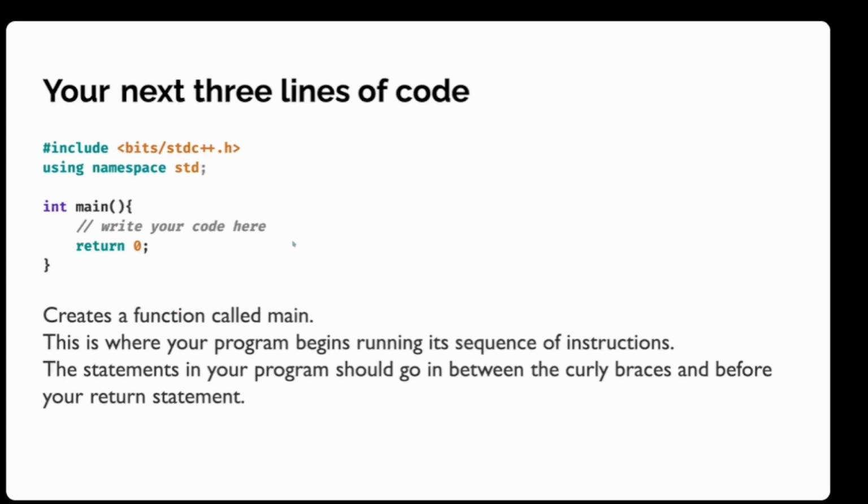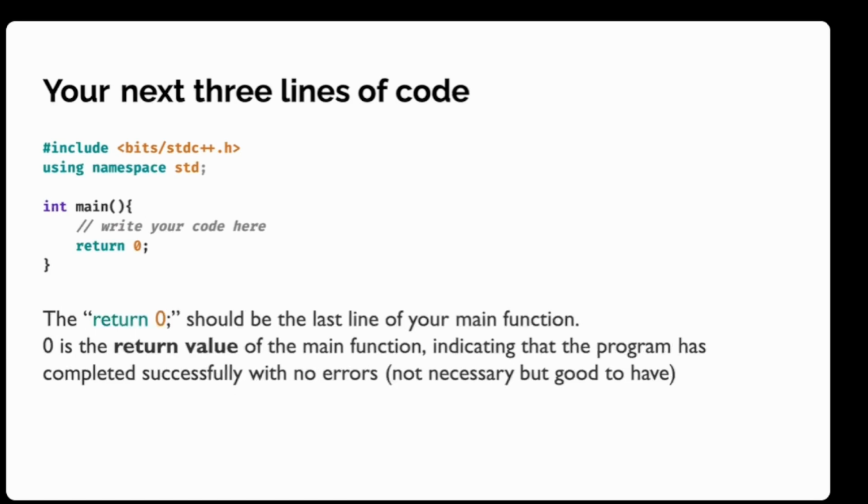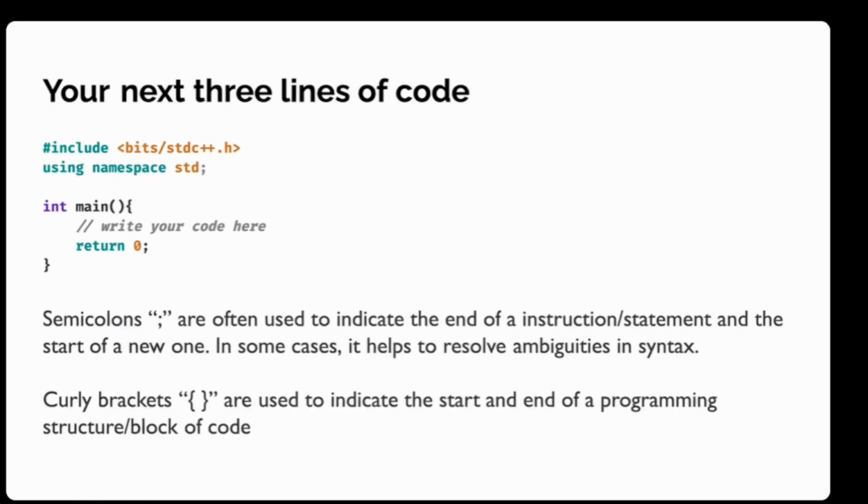So yeah, this is not Python where you use a colon. Here everything's between curly braces, just like JavaScript, I guess. The return 0 must be the last line of your main function because 0 is the return value of the main function and 0 indicates that your program is done. I mean, it's not necessary, but it's good to have it, so just have it. Semicolons are often used to indicate the end of an instruction. So yeah, use semicolons. Don't get syntax errors. It's quite sad.